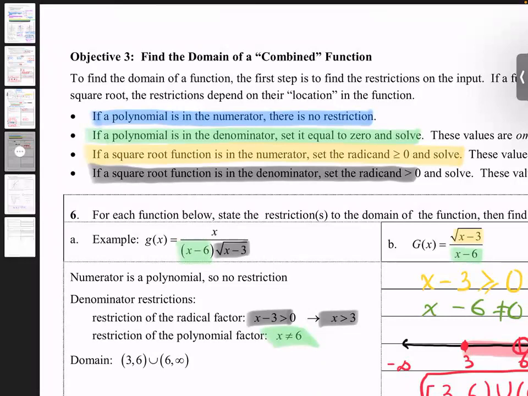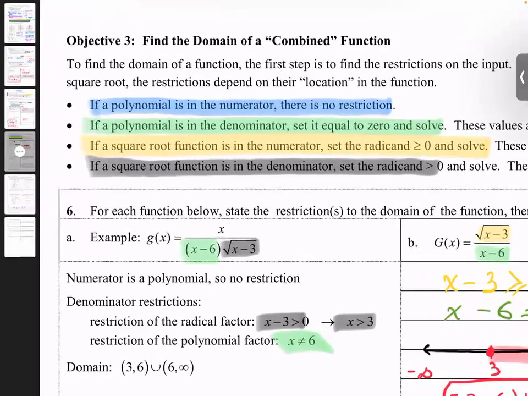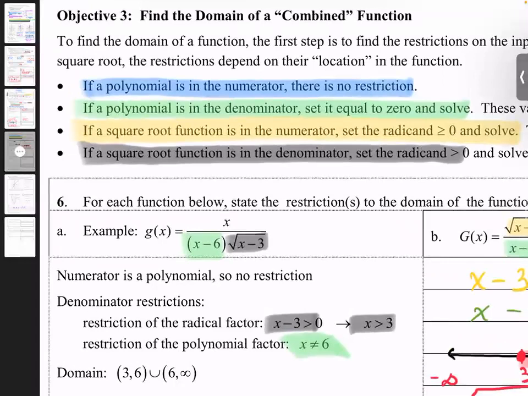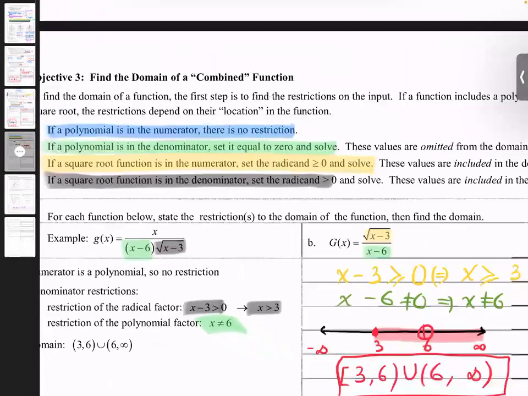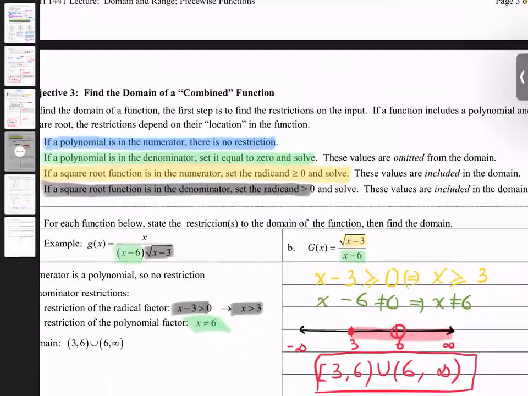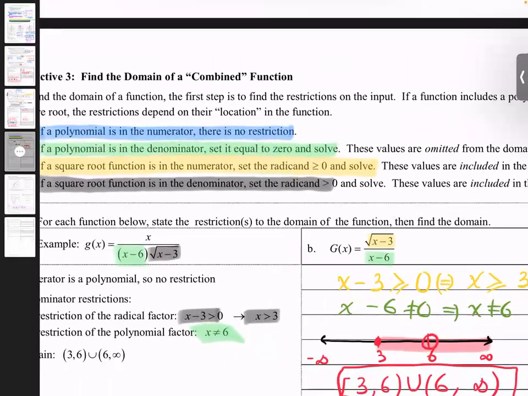If a square root is in the numerator, then you set the radicand, whatever is underneath the square root, greater or equal to 0, and then solve. If the square root is in the denominator, then you set the radicand strictly greater than 0, because you cannot include 0, right? You cannot divide by 0. And then you solve, and then those values will be included in the domain, right?